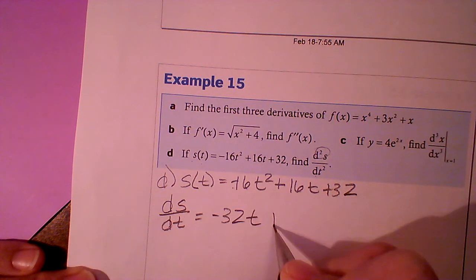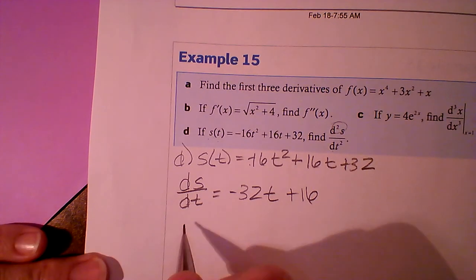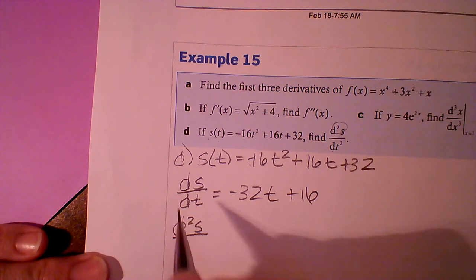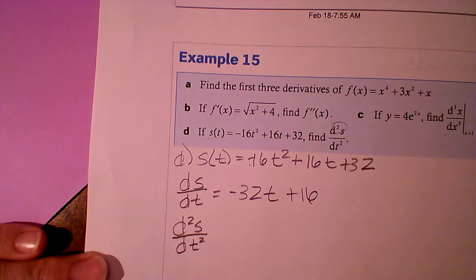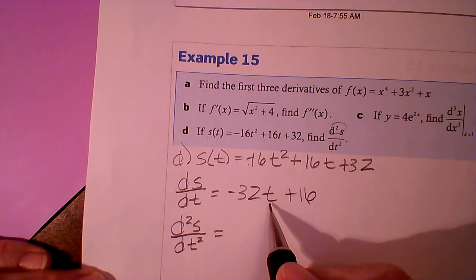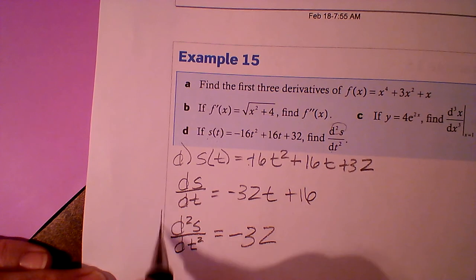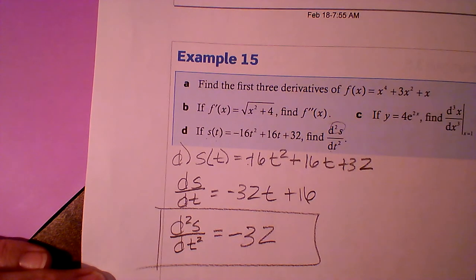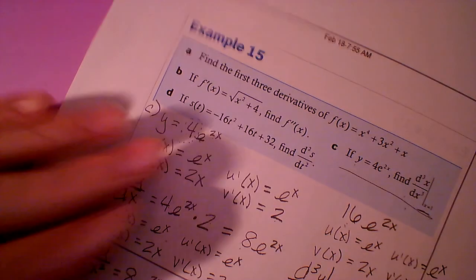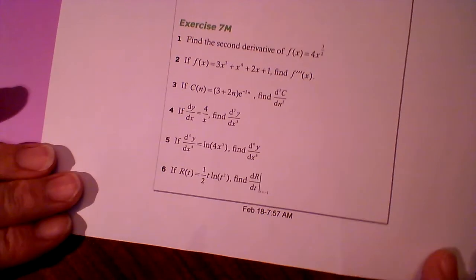32t plus 16. I have to take the derivative of my first derivative, so that's d squared s over dt squared, which gives me, using the power rule for a polynomial, negative 32. And that's it. So all you're doing is taking the rules that you've been using and applying them to find additional derivatives, higher order derivatives. There we go. All right.